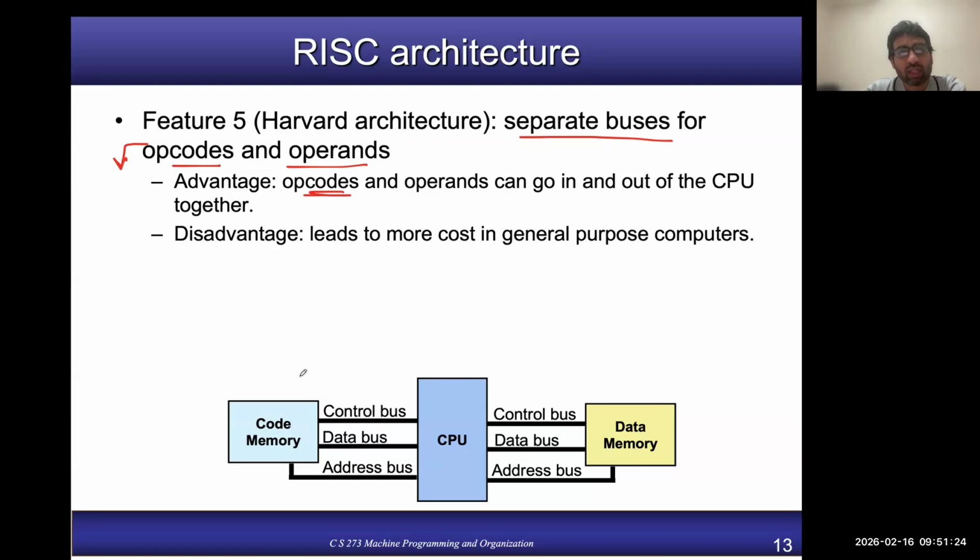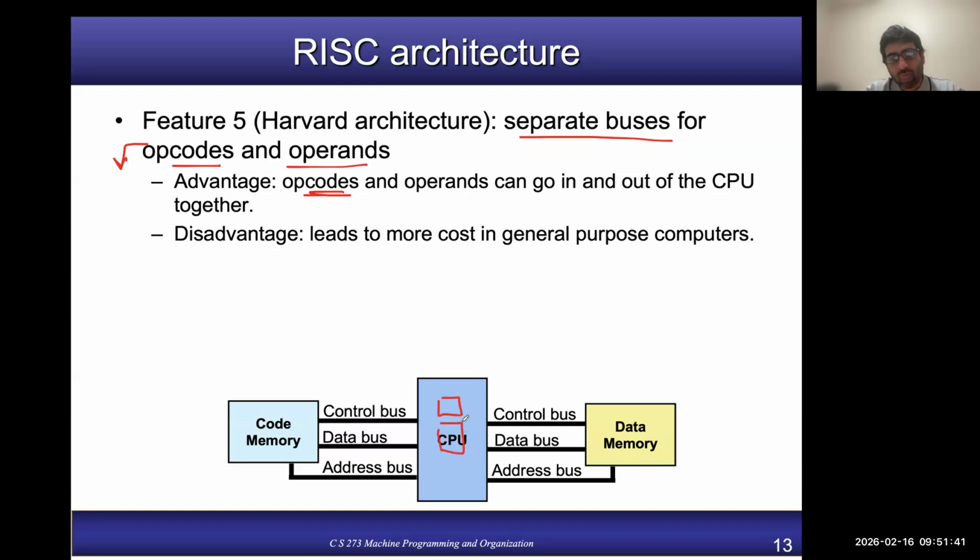So it should be like instructions. The advantage is that instructions and data can go in and out of the CPU together. For example, let's say you are reading the first instruction. Remember, let's say our CPU is pipelined, right?